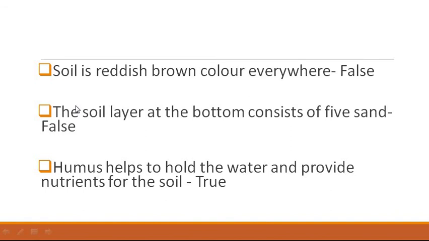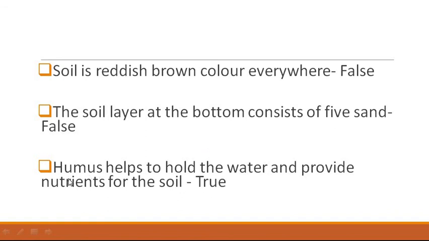The next is soil is reddish brown color everywhere. No. Everywhere the soil is not reddish brown in color. So the answer is false. Okay. The next one is the soil layer at the bottom consists of sands. False. It does not consist of sands.